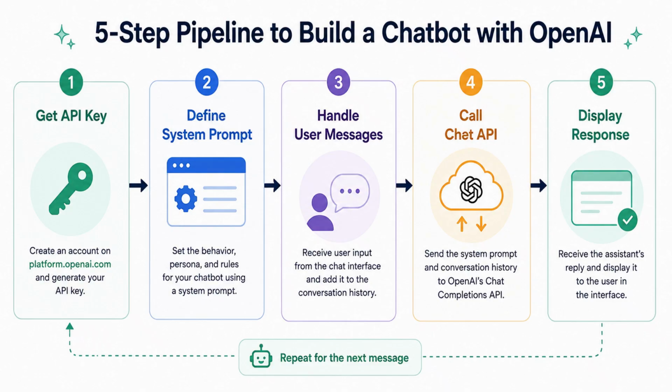Define the system prompt and role. Decide what kind of chatbot you are building, customer support, coding assistant, tutor, etc. Write a clear system message like you are a helpful support chatbot for company X. Always ask clarifying questions and be concise.